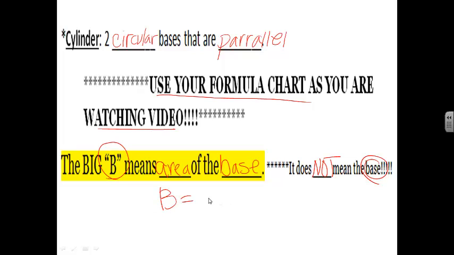Well, what is our base? It's a circle, right? So if our base, or one of our bases, is a circle, we have to find the area of a circle. And we know that is pi, which means 3, times radius squared, okay?